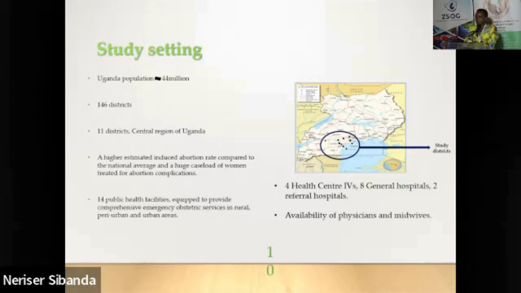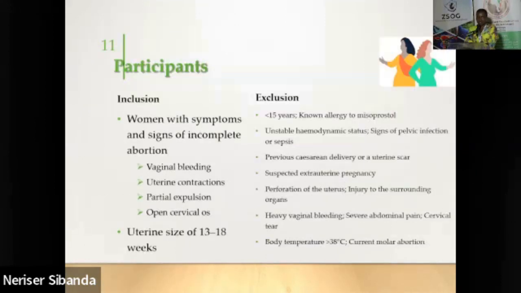And we know that a facility that offers comprehensive emergency obstetric care services will usually have a doctor and a midwife. So we had 4 health center 4s, 8 general hospitals, and 2 referral hospitals. The Health Center 4 is the first level health facility that offers CEmOC services in the country.